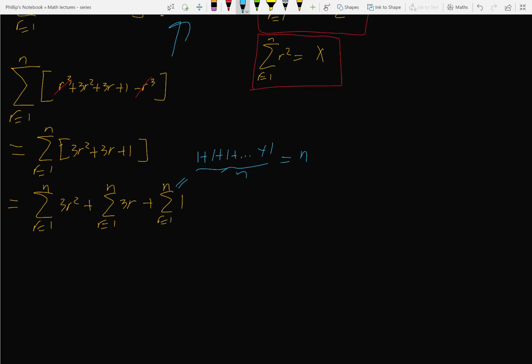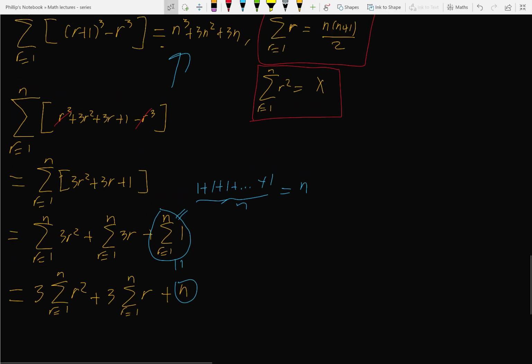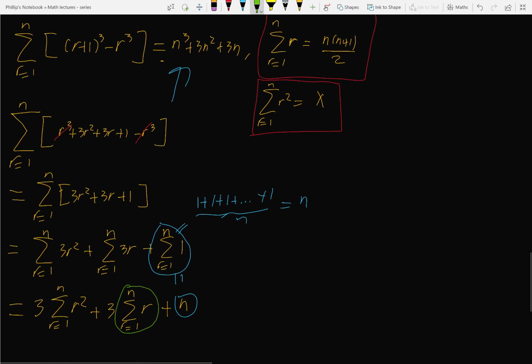So we can also use a scalar multiplication rule to do this as well. Plus n, because we've already established that this here is equal to n. We also know that this here is equal to this here from the previous video, an arithmetic series. Go and have a look.